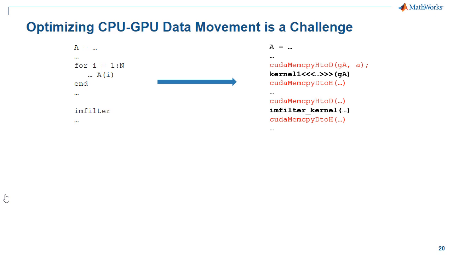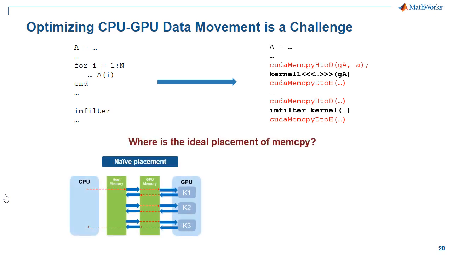If we were applying a very naive placement of data copies, what you can see here is that before kernel 1 is launched, we'll copy the data from CPU over to GPU, and once the kernel is done computing, we'll copy the data from GPU memory back into CPU, and then we'll do the same thing again for the imfilter kernel as well.